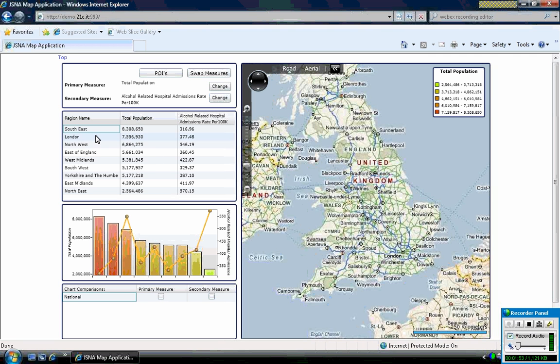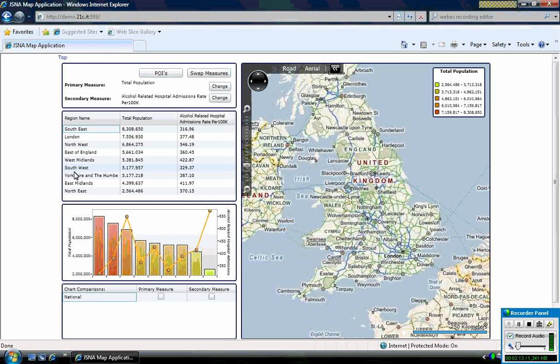And you can see here that on a regional basis we've got 2 measures on the same map, so we can look at where there are the most densely populated areas of people who are being admitted into hospital with alcohol issues. And you can see that we have a bar chart and a line chart over the top there which plots those 2 statistics.